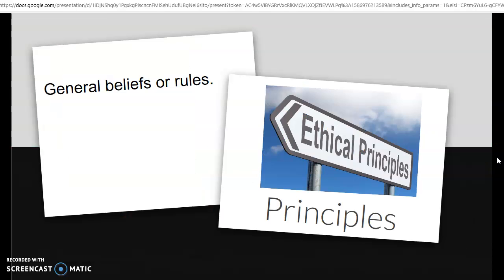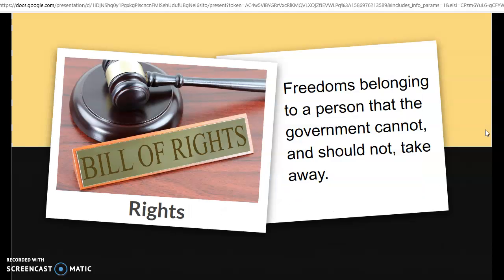Next is principles: general beliefs or rules. Principles are things that we just generally believe are true and guiding forces in our lives. Rights are freedoms belonging to a person that the government cannot and should not take away.